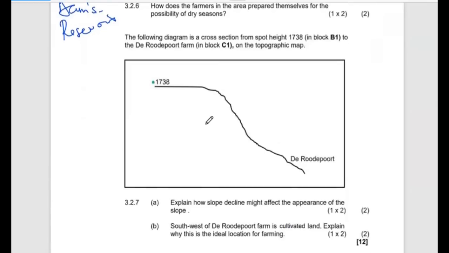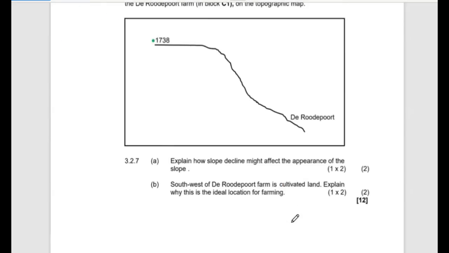Right, the following diagram is a cross section from spot height 1738, which is in block B1, to the Red Pot farm in C1. So we are looking at B1 to C1 on the topographic map. Explain how the slope decline might affect the appearance of the slope. Right, we are looking at slope decline. Remember, we have slope retreat and we have slope decline.